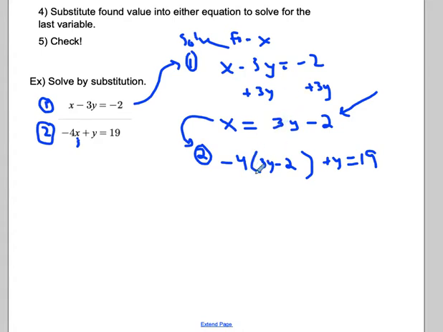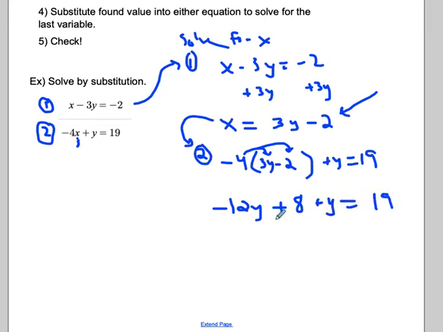We have to do distribution. So we're thinking about PEMDAS: parentheses, exponents, multiply, divide, add, subtract. So we have to get rid of this parenthesis group by distributing that value through. -4 times 3y is -12y. -4 times a -2, two negatives being multiplied makes a positive. 4 times 2 is 8.